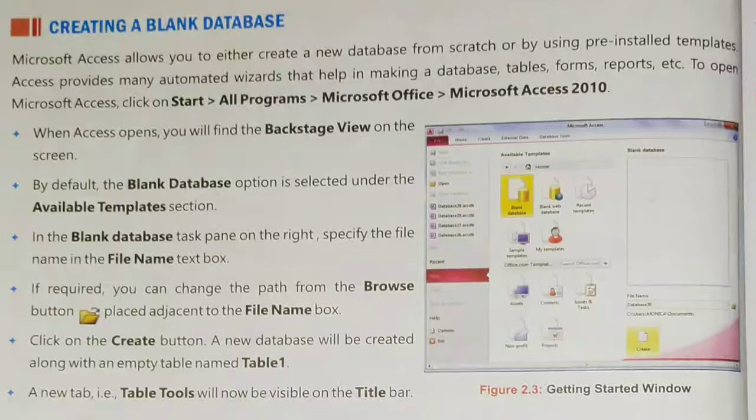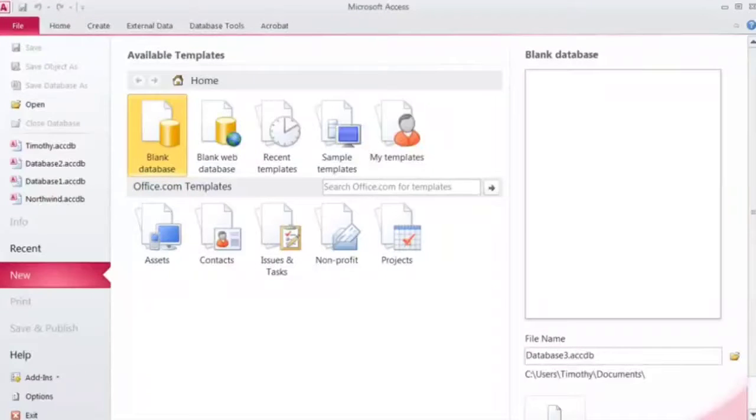So first of all, we need to start MS Access, and we have different ways to start MS Access. So how can we start MS Access? First of all, click on the start button and then select all programs, and after that select Microsoft Office and then Microsoft Access 2010. Okay.